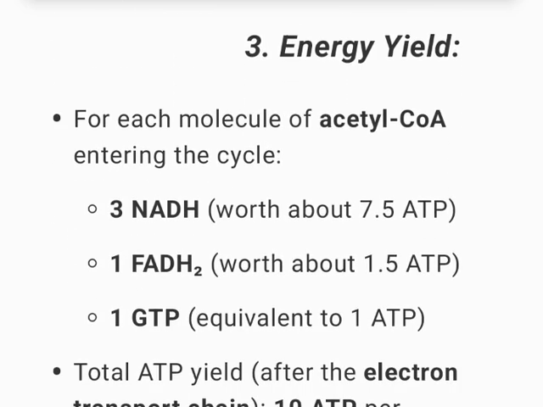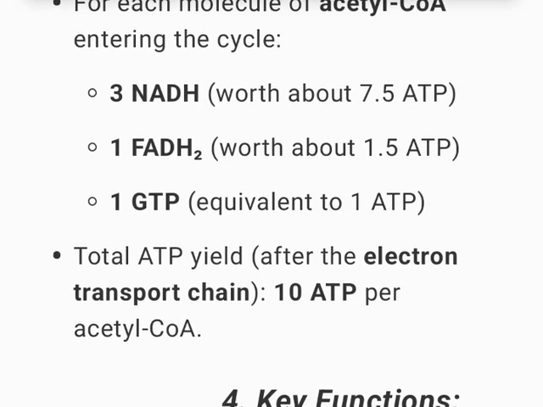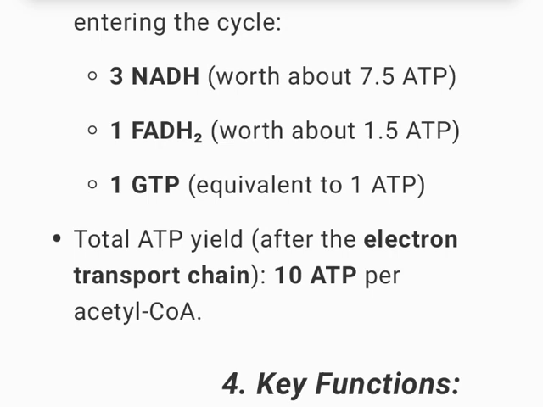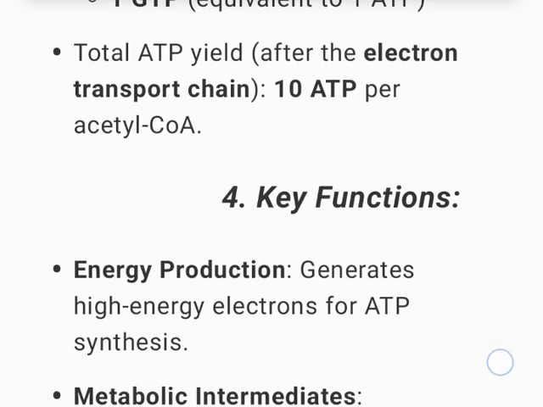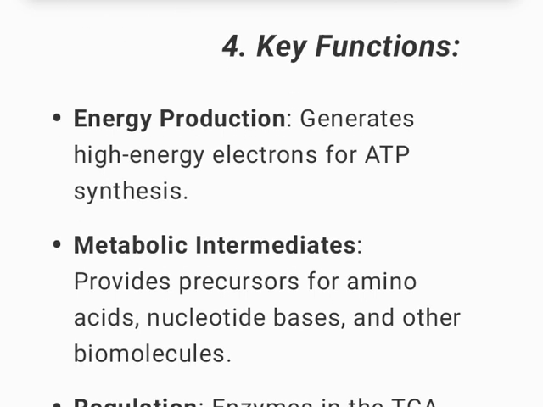3. Energy yield. For each molecule of acetyl-CoA entering the cycle: 3 NADH, worth about 7.5 ATP; 1 FADH2, worth about 1.5 ATP; 1 GTP, equivalent to 1 ATP. Total ATP yield after the electron transport chain: 10 ATP per acetyl-CoA.